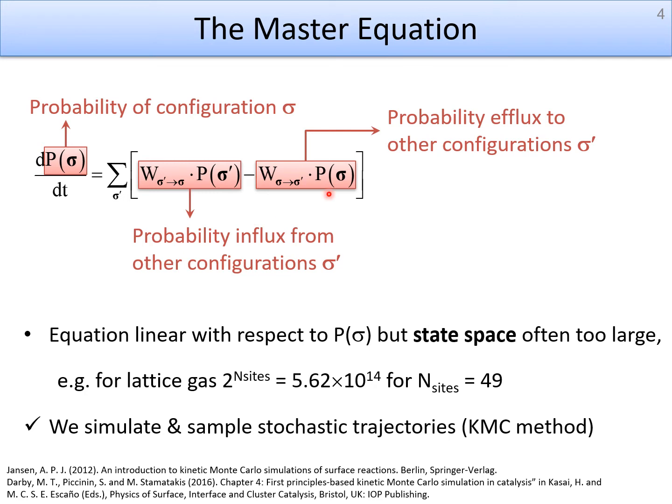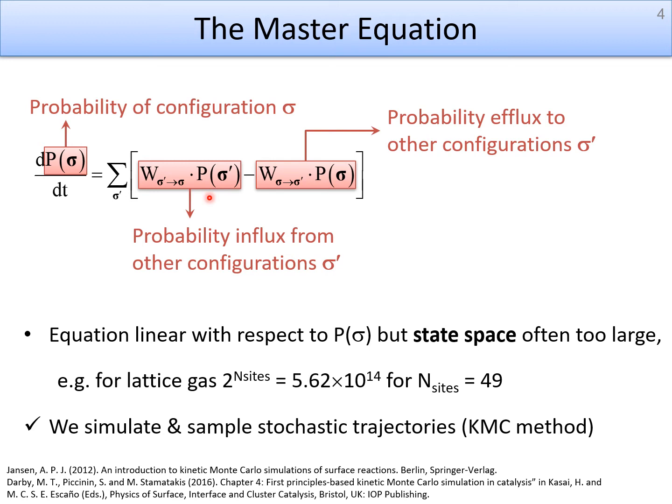Now this, if you think about it, is a linear equation. It's linear with respect to our unknown, which is the probability. So this is the probability here. So we could rewrite this as dp of sigma dt equals a transition matrix, as it's called, a big W, times a probability vector p of sigma. So we could try to solve it with standard linear algebra methods like the matrix exponential.